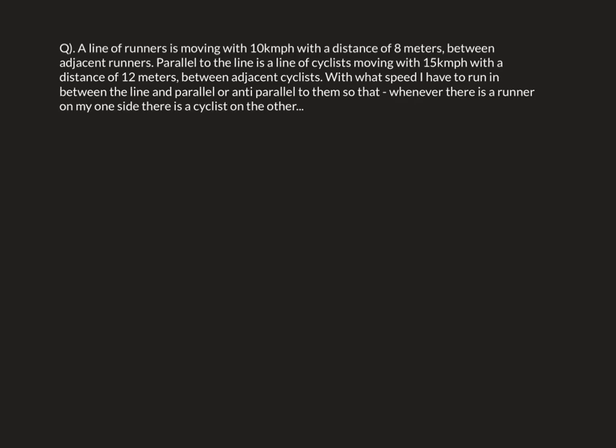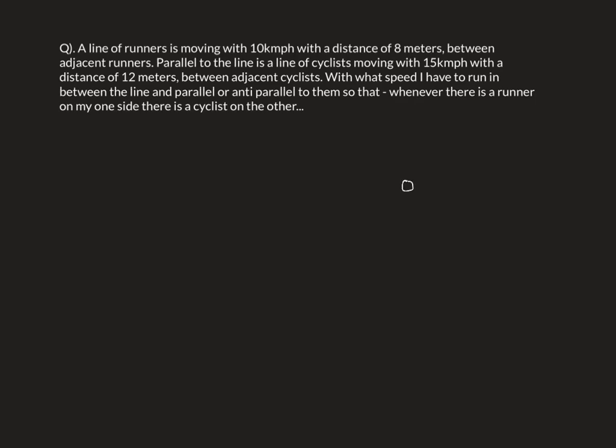Okay, so here is a question. A line of runners is moving with 10 kmph with a distance of 8 meters between adjacent runners. Parallel to the line is a line of cyclists moving with 15 kmph with a distance of 12 meters between adjacent cyclists. With what speed do I have to run in between the lines, parallel or anti-parallel to them, so that whenever there is a runner on my one side, there is a cyclist on the other? Now this question requires some serious explanation, so I want you to listen to me very carefully.